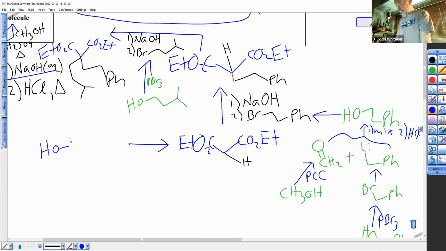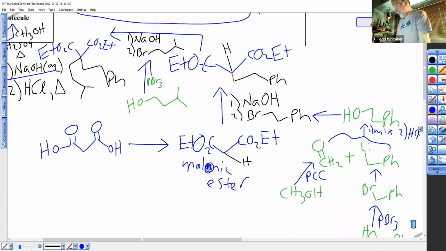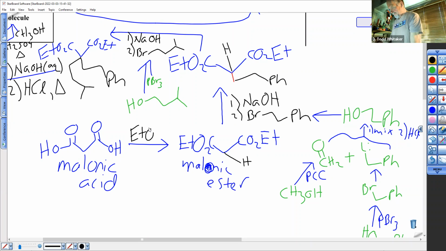Esters come from carboxylic acids and alcohols. There's malonic acid. Just a little reminder, I said it, but I never wrote it. Malonic ester. This is malonic acid. And that would be ethanol and sulfuric acid and heat. And where does malonic acid come from?